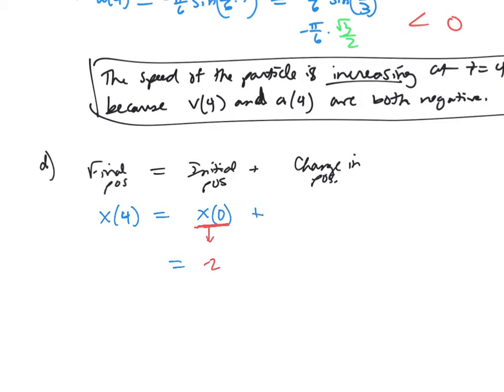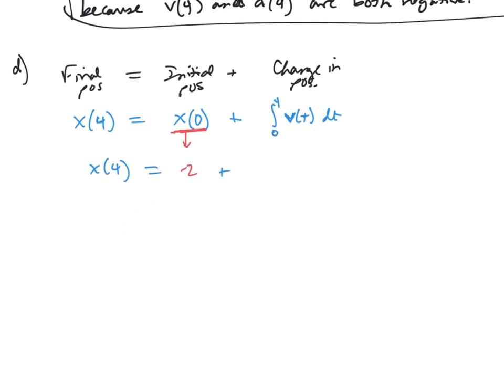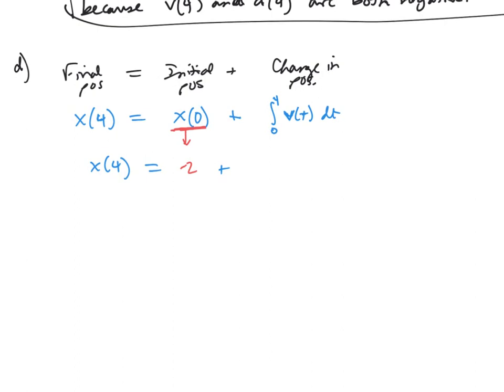Okay, now here we got to think. Change in position, difference, that's the displacement. Difference from when I started, whatever my start time is, to my end. And that's where we're going to use an integral. Integral from 0 to 4 of my velocity function gives me my change in position. So I'm looking for position at 4, and now how do I evaluate the integral from 0 to 4 of my velocity?